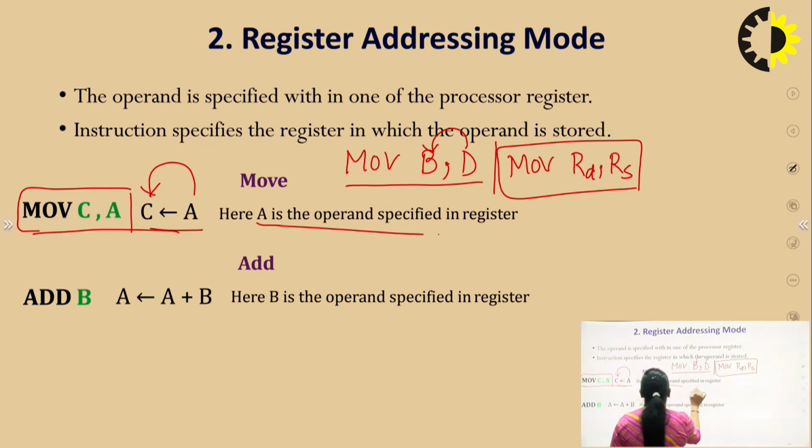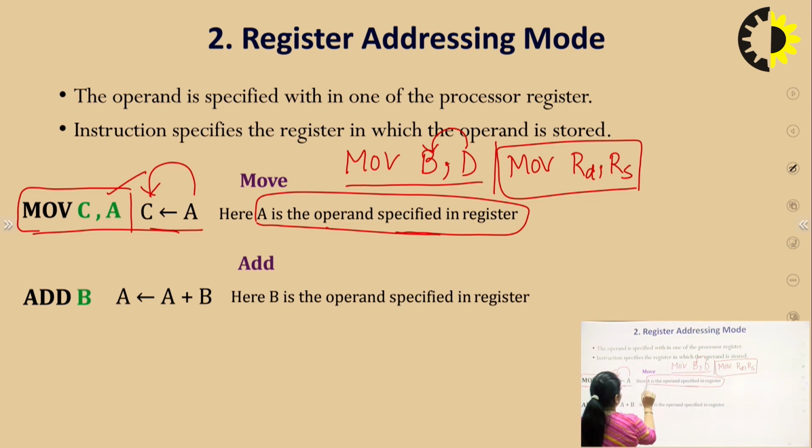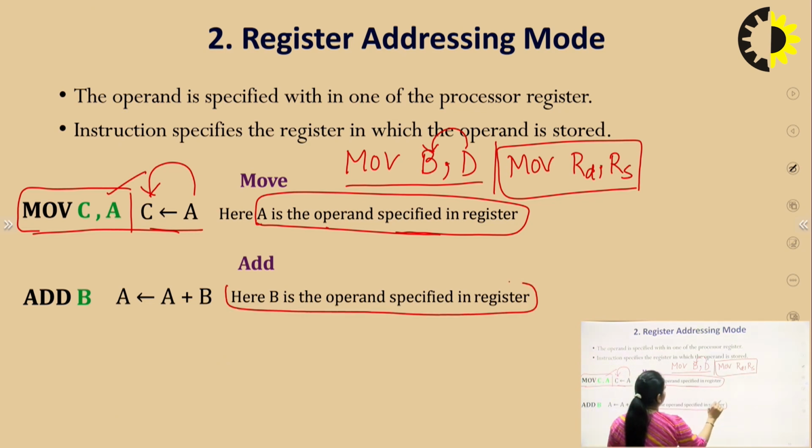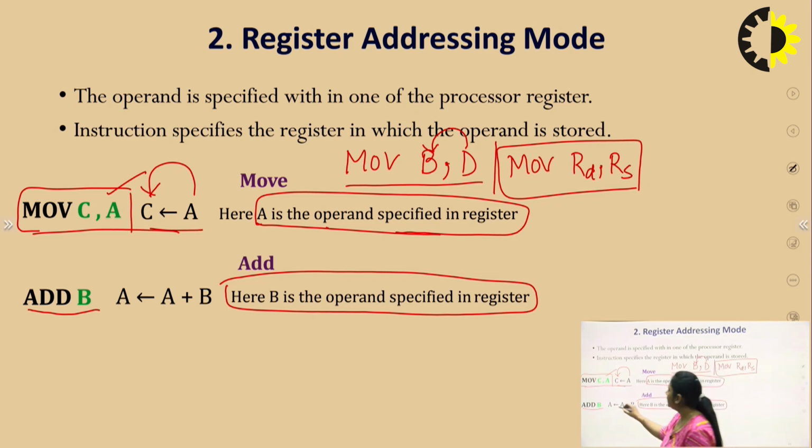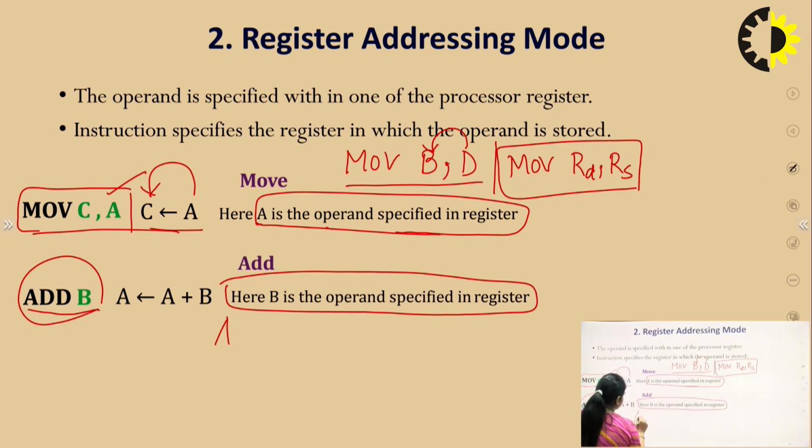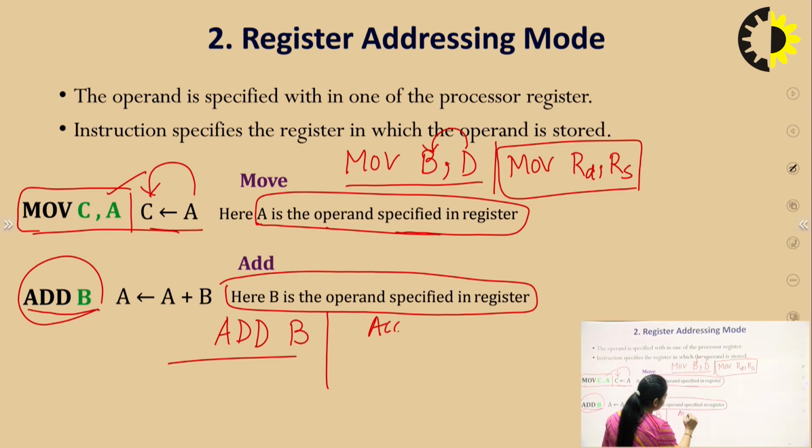Next, here in MOV C, A, C is the operand which is specified in the register. A is the register, sorry, and here B is the operand, because B will be transferred here. So ADD B, B is our operand, and here you can see only one register is given, ADD B. There is no second register, no immediate data given, but only one register. That I have told you also. One of the operands is fixed. Which operand is fixed? Accumulator.